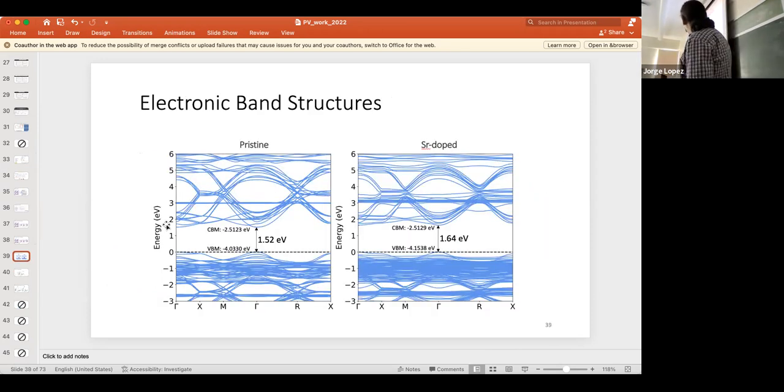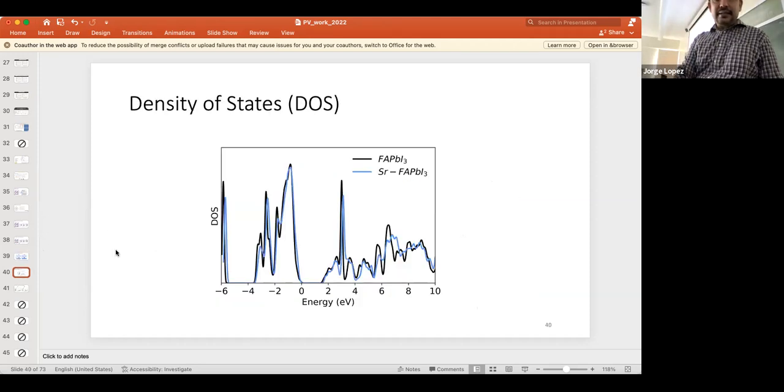This is the FAPI by itself. This is if it's doped by 50% strontium. So it changes the energy from 1.5 to 1.6, a small change up. So it's not too bad. It's going to absorb less of the light, but it's still going to absorb a lot of light.